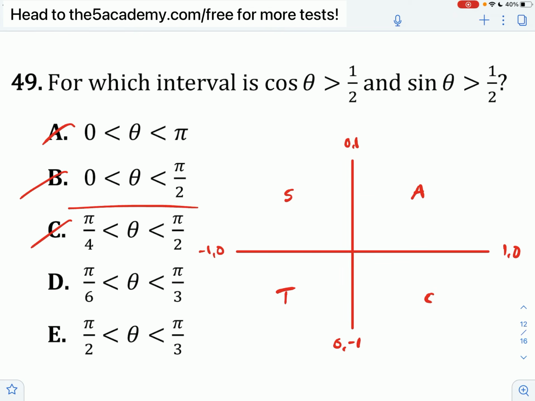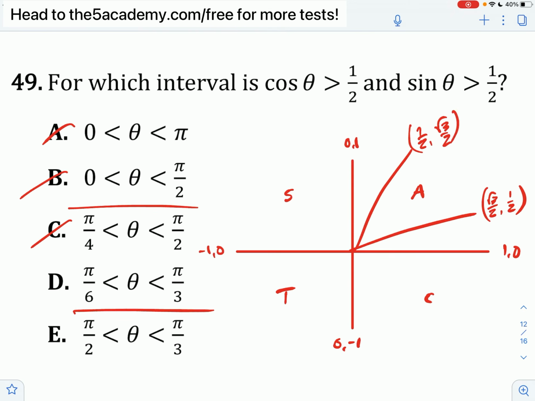Pi over 6 to pi over 3. So what's pi over 6? Pi over 6 gives you a value of, I believe, square root of 3 over 2 and half. So they're both half or greater. Square root of 3 over 2 is greater than half. Pi over 3 gives you the same thing. It's actually half and square root of 3 over 2. So actually in the region between here, the criteria is met. So that's the correct answer.